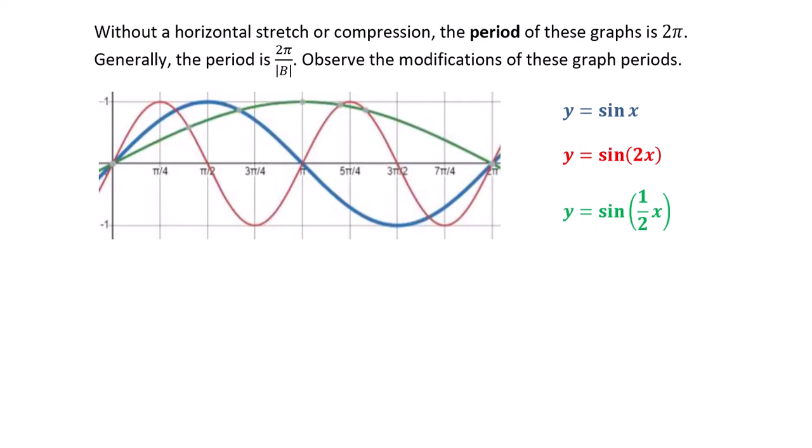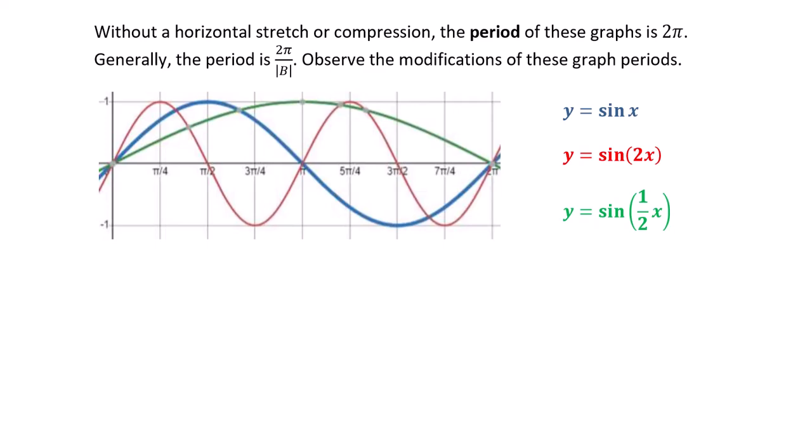Without a horizontal stretch or compression, the period of these graphs is 2 pi. Generally, the period is 2 pi over the absolute value of b. b is going to be that coefficient of x. Observe the modifications of these graph periods.